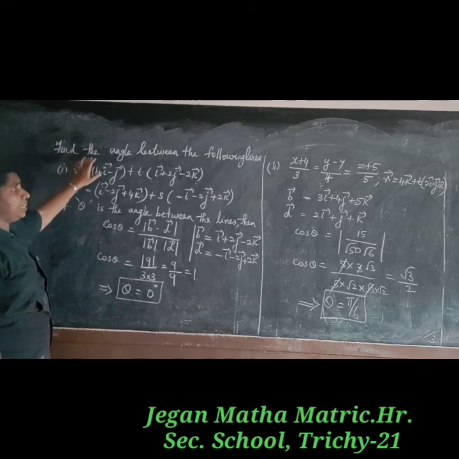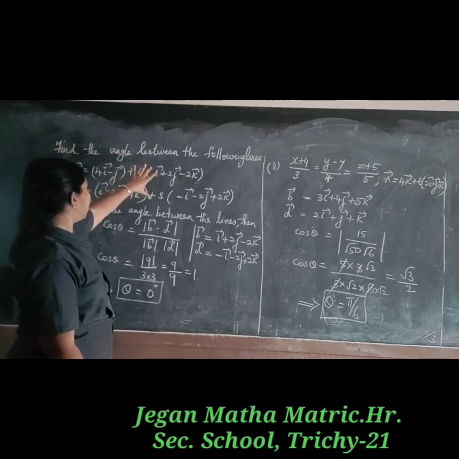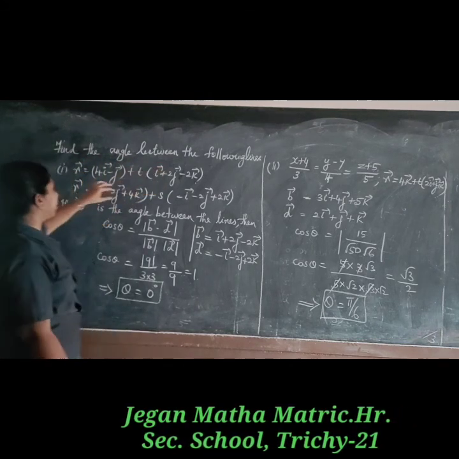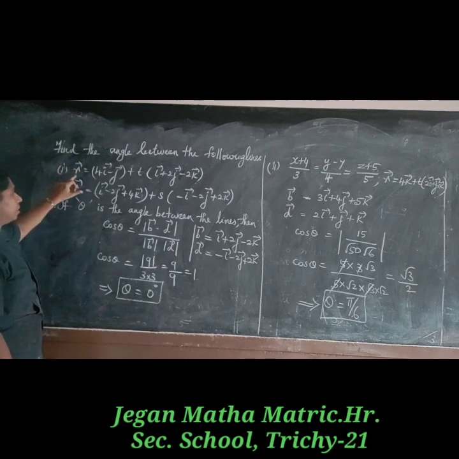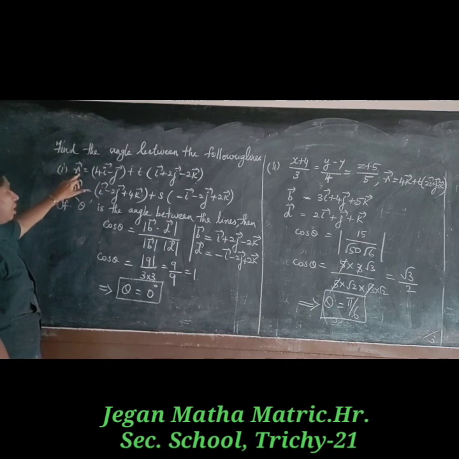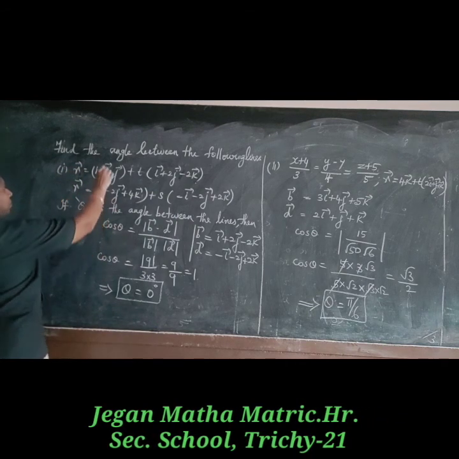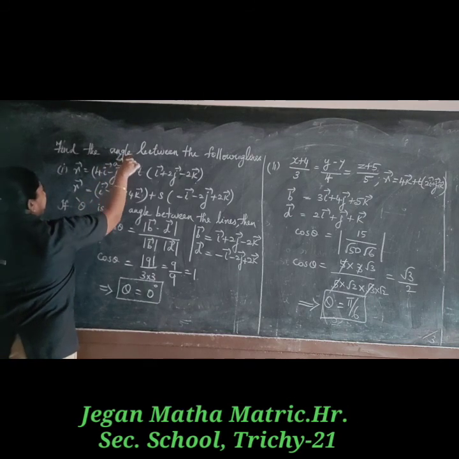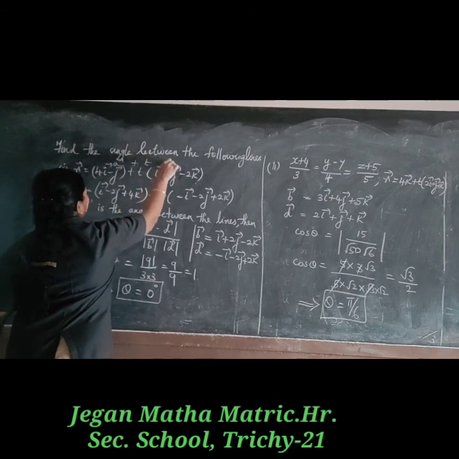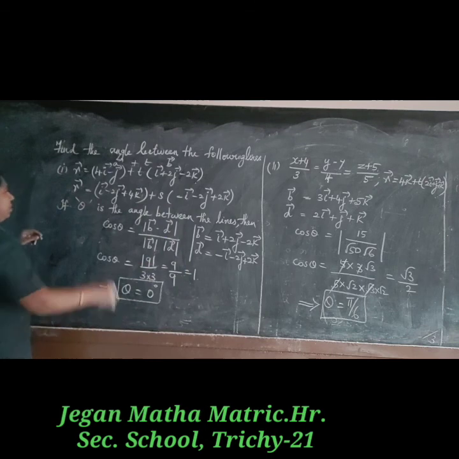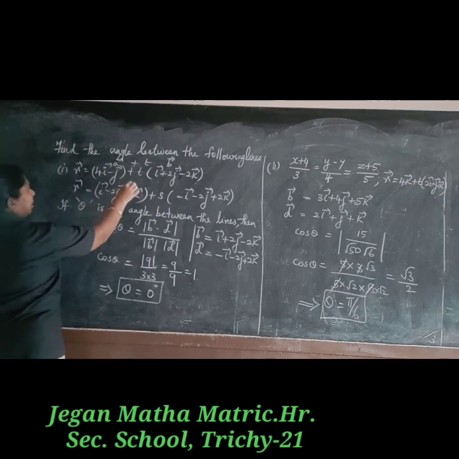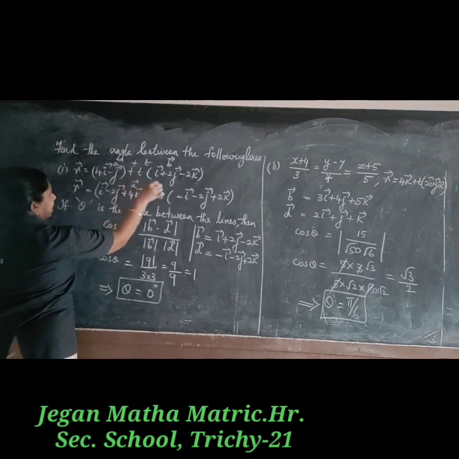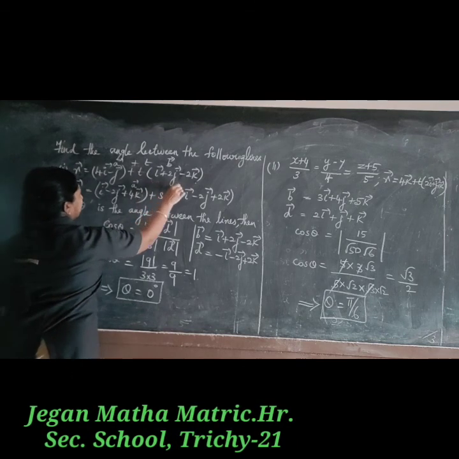Now let us find the angle between the following lines. Two different sums are given. First one is two different equations. R vector is equal to, this is in the form A vector plus T B vector, and the second one you can consider as A vector plus S into D vector.